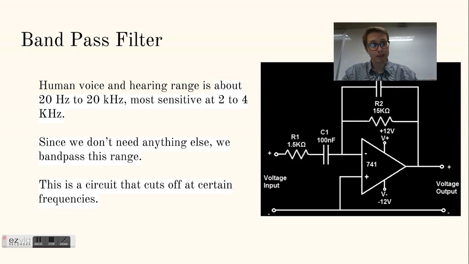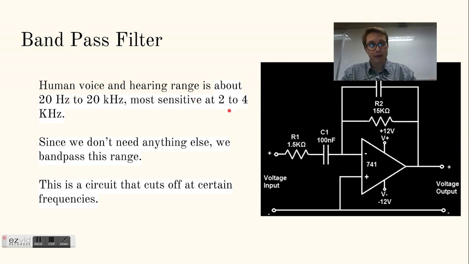We then have a bandpass filter. This filters out all the unneeded frequencies, like what humans can't hear. The upper range of what humans can hear is about 20-22 kilohertz. So this is set to get rid of that frequency, and then the lower range is 20 hertz. It gets rid of everything below that.